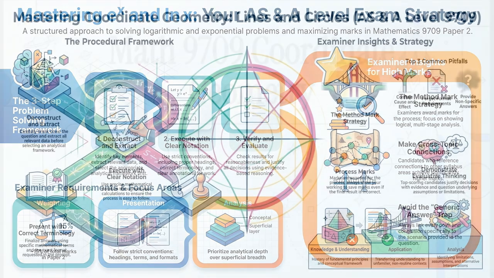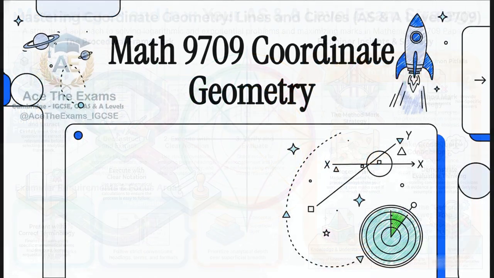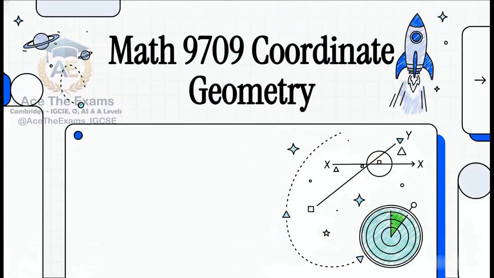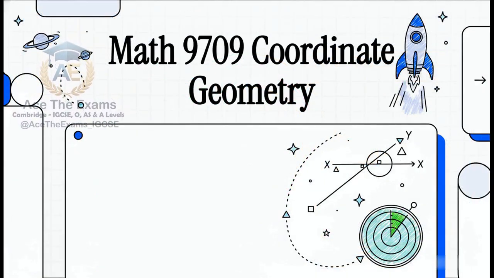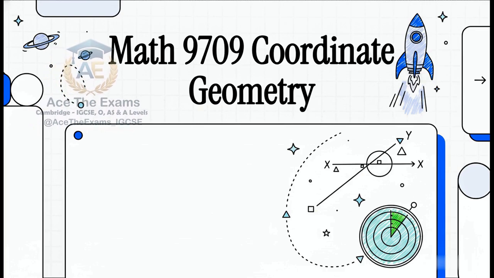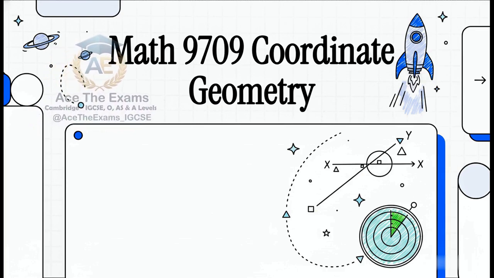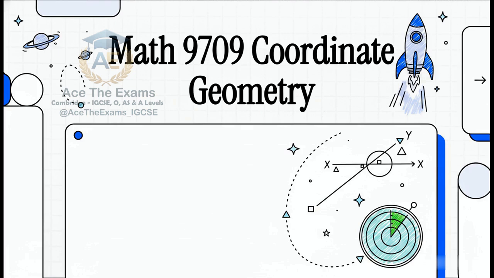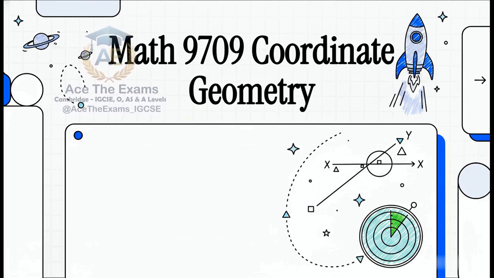I'm your flight director for today, and you have just secured an exclusive, highly classified look straight into the examiner's mind. Our target orbit for this mission: Cambridge AS and A-level mathematics. Specifically, we're locking onto Syllabus 9709, Section 1.3, Coordinate Geometry, solving problems involving lines and circles.